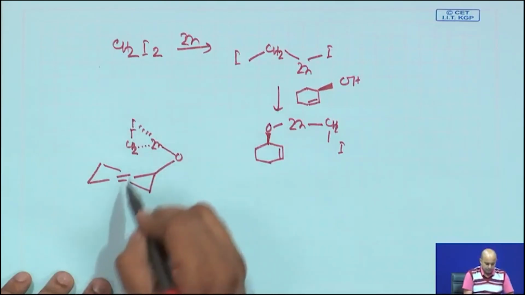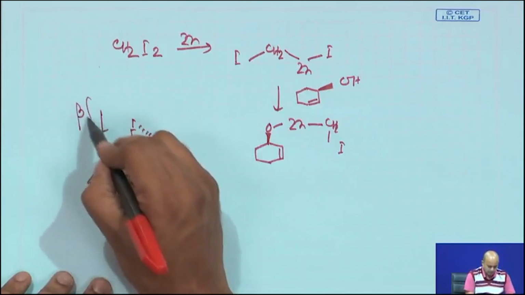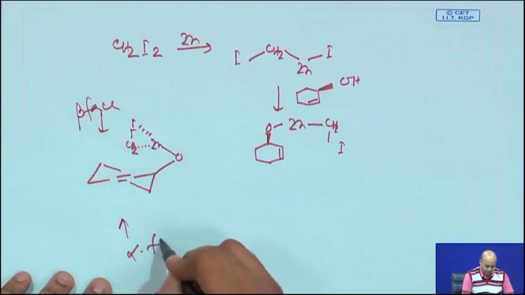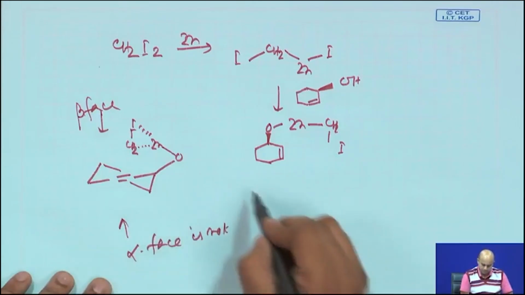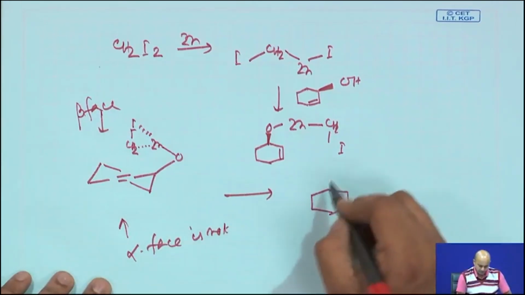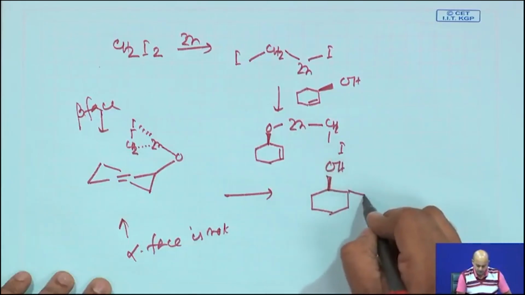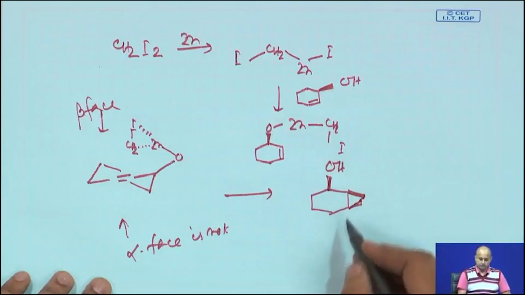So, now the beta face is more accessible, the alpha face is not accessible. So, in this case also, if you try to do this reaction, you will basically get this OH and this CH2.